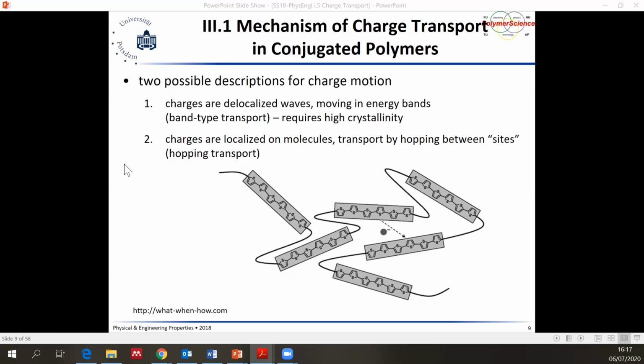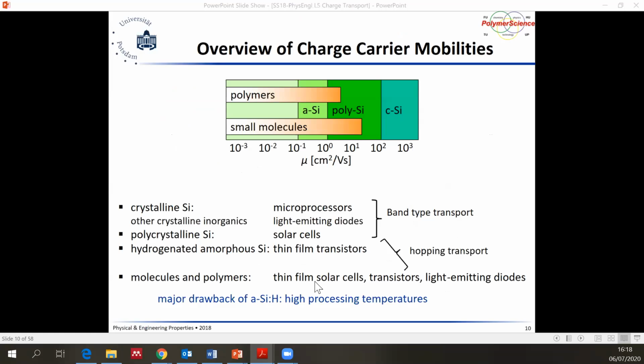So this is case 2 that I am describing. Case 1, charges are delocalized waves. This is a band-type structure, which doesn't happen for organic materials or semiconductors or conjugated polymers. This is what's the case in very crystalline materials like crystalline silicon. But case 2 is where we have a Gaussian density of states, as it was proposed by Bässler. And now we consider the rate of hopping between each HOMO, or LUMO, and so on levels. I'll come back to this.